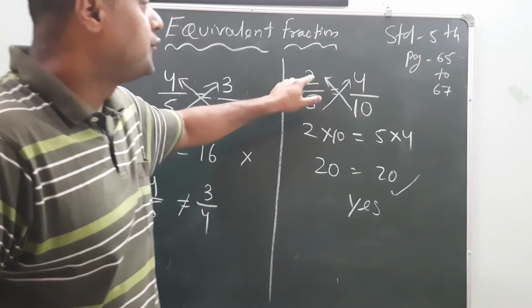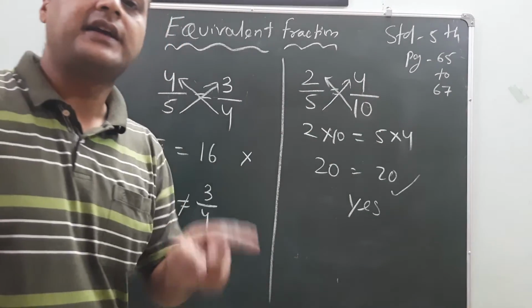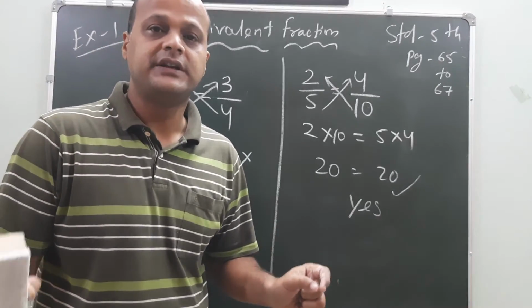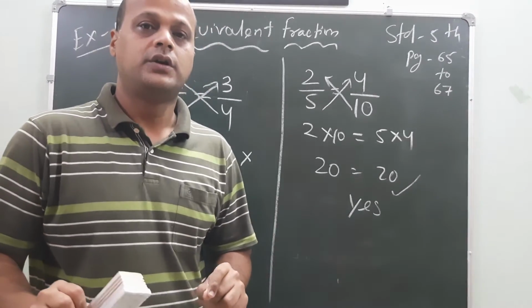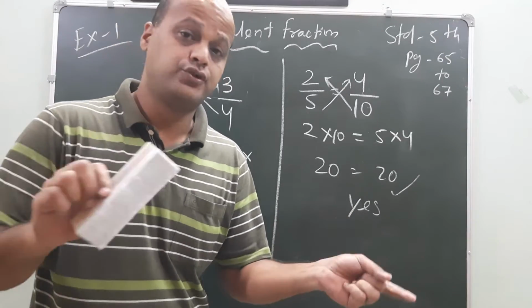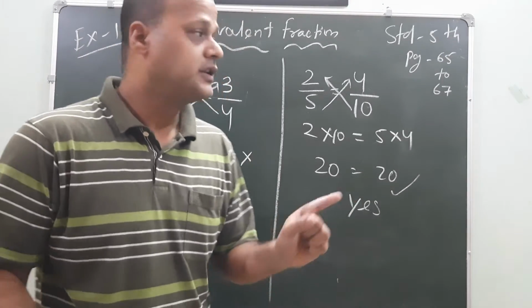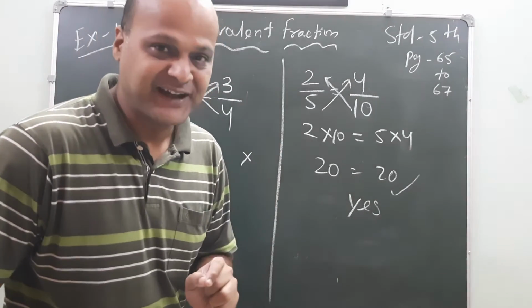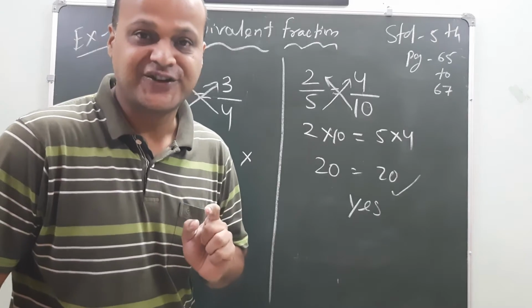Yes. 2 by 5 and 4 by 10 are the equivalent fractions. So, if your question is given in simplest form, and you want to find out whether two fractions are equivalent or not, then you have to check like this. It is easy now, my dear friends. So, don't be confused, okay?